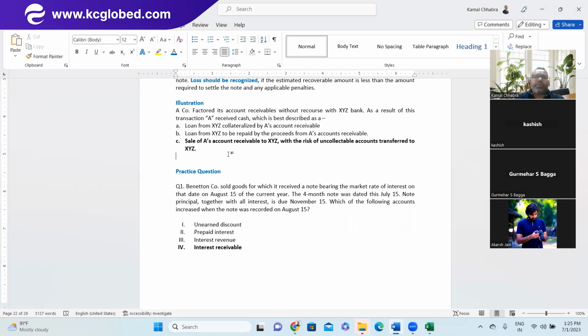What is the call of the question? Sir, so basically we need to tell which account is being affected by this transaction. So look at the first line again. Benetton sold goods for which it received a note bearing the market interest rate on that date of 15th August. The 4-month note was dated this July 15th.